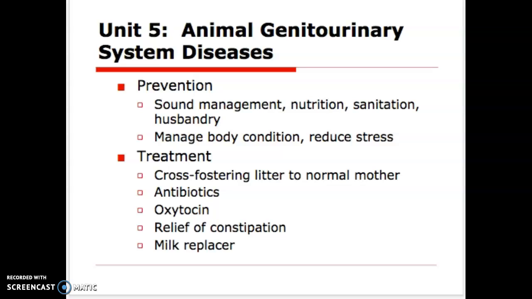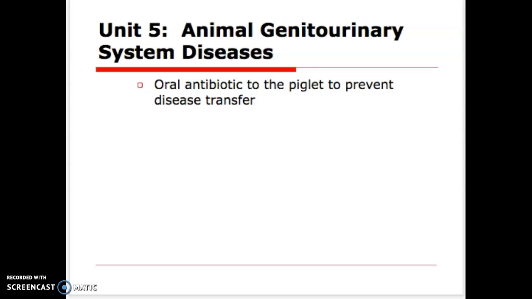Treatment: if you've got a sow mother that's got a swollen quarter and therefore can't service all of the piglets she needs to, then cross foster some of those litters to a normal, healthy mother. Use antibiotics and oxytocin. Milk replacer sometimes can help as an option. And then lastly, oral antibiotic to the piglets. That helps with disease transfer to them, because obviously anytime that you have a problem with mama sow, then you're also at risk for the baby piglets developing, whether it's a respiratory disease or scours, as we talked about in the previous section.